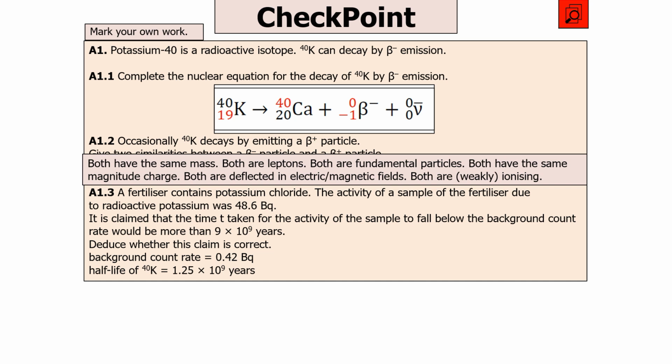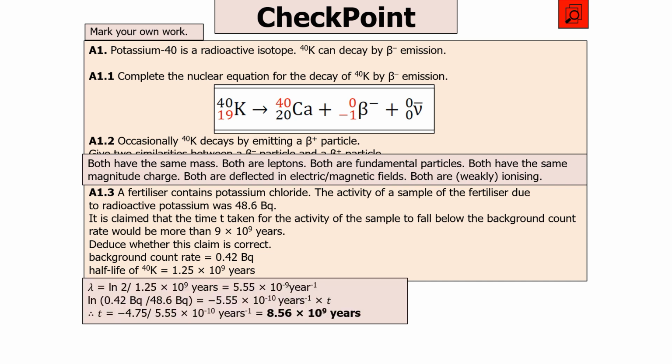Now in this next one, we know the decay constant is log 2 over the half-life, so the decay constant is 5.55 times 10 to the minus 9 years to the minus 1. We can then work out what time is going to be by saying A equals A0 e to the minus lambda t, rearrange that, make t the subject, and we get 8.56 times 10 to the 9 years.